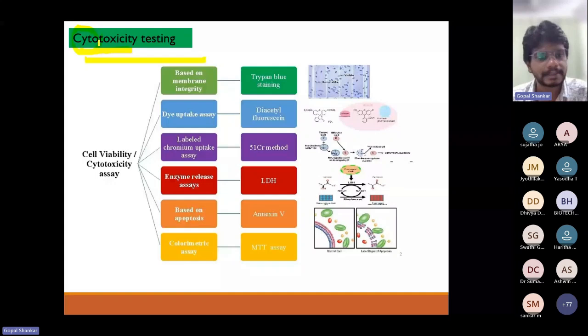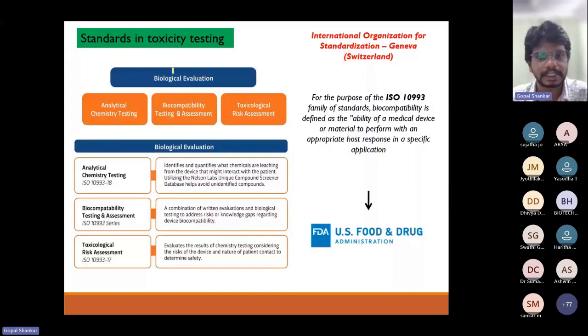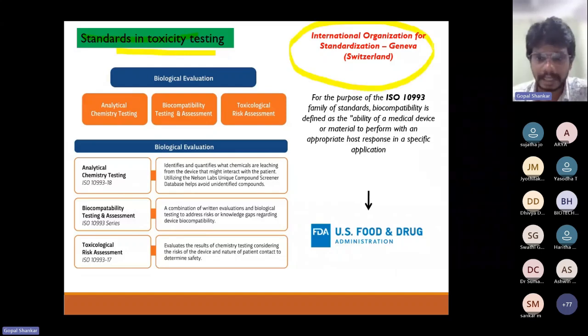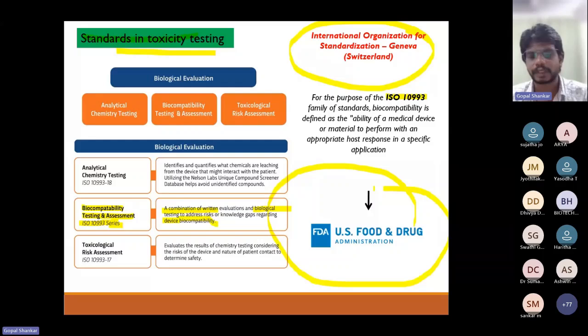We cannot simply do that. There are some standards in toxicity testing. So we follow the guidelines that are provided by the International Organization for Standardization, that is called the ISO. So under ISO, there are multiple categories. We focus on this particular category called the ISO 10993 series. This series talks about biocompatibility testing and assessment. So what does it do? It is basically a combination of written evaluations or biological endpoints that will evaluate the compatibility of a particular device. And this is controlled by the FDA, which is basically your Food and Drug Administration located in the US.